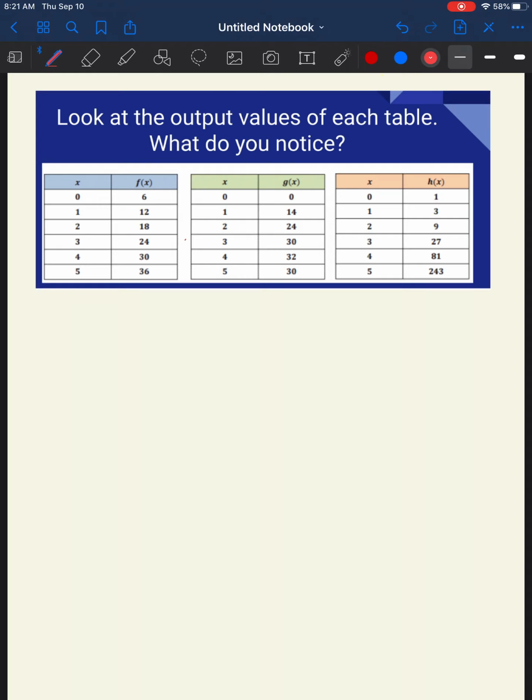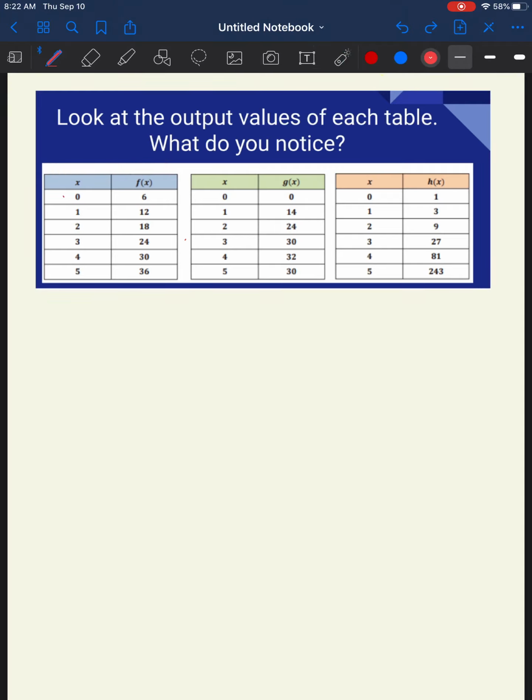So it says, look at the output values of each table. What do you notice? So we're going to look at both the inputs and outputs. You'll notice the inputs, so your x's, are the same along all, okay? Just go ahead and make note of that. And we're going to talk about each table individually. So I'm going to look at this one. I'm going to start over here on the left-hand side, right here.